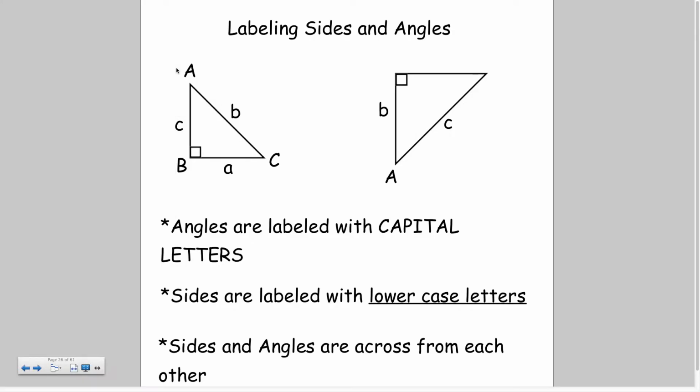4 starts on page 13. Now we're actually going to start solving right triangles, finding missing sides and missing angles. At the top of page 14, you've got a chart that's going to help you label sides and angles.